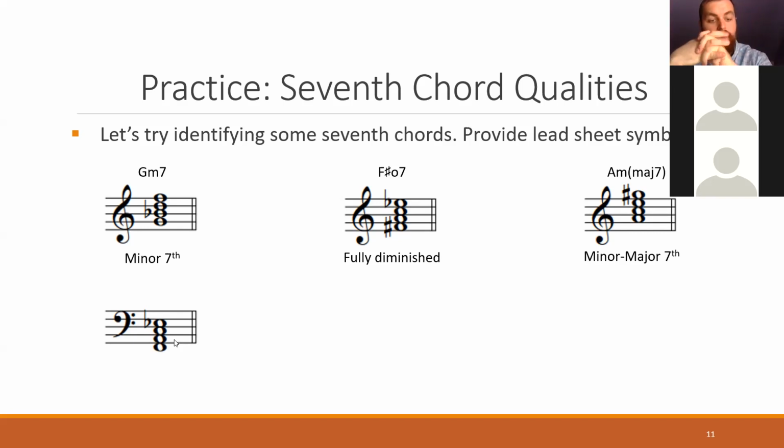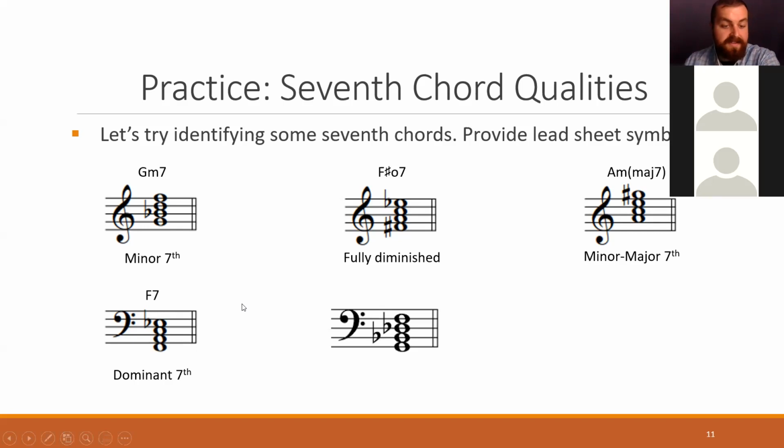What do we got? F, A, C, E flat. What seventh chord is this? Okay. F, A, C is a major chord. F up to E flat is a minor seventh, major chord plus minor seventh. Indeed, it's a dominant seventh chord. The lead sheet symbol is just an F with a floating seven. Yep, correct. Great. Try this one out.